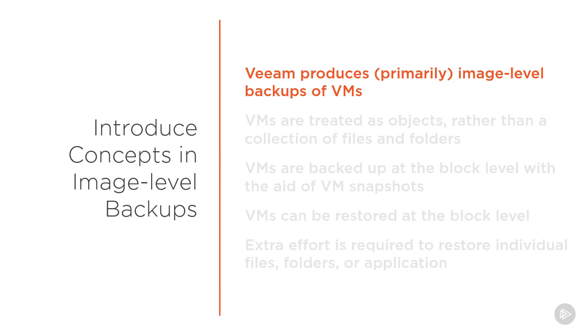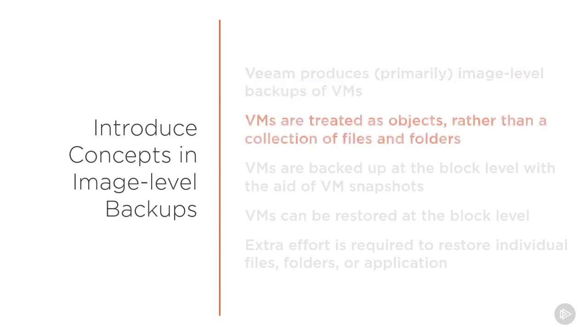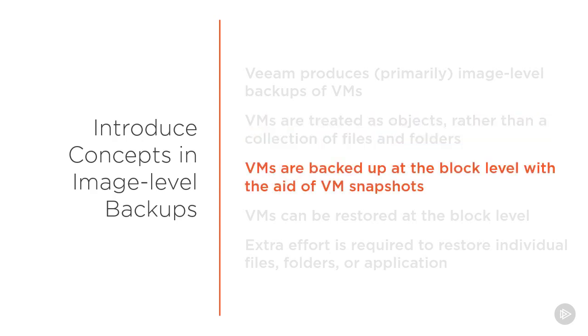And so, that being the disk itself, enables us to treat our virtual machine as an object rather than that collection of files and folders. It also allows us to back up those virtual machines at the block level with the aid of virtual machine snapshots. A lot of the secret sauce in terms of what we're actually doing under the covers comes not so much from Veeam itself, but rather from the snapshotting functionality that your hypervisor provides. These snapshots have been around since the beginning of hypervisors, and so this is a very mature technology for enabling one to capture what would otherwise be a very dynamic file system in a single fell swoop.